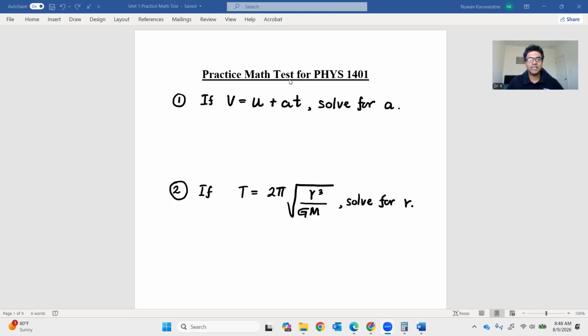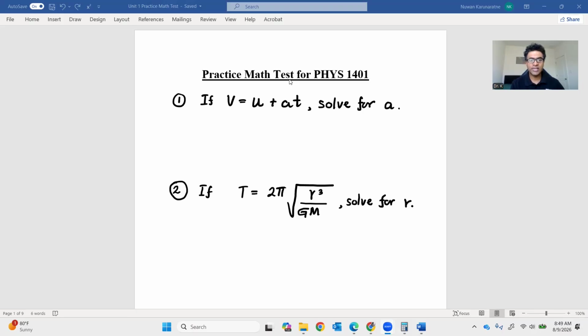As you can see, it says V is equal to U plus AT. These are all variables. Solve for A. So what do we mean by solving for A? We just need to have A on one side of the equation, right? Right now, it's V on one side, but we just need to have A on one side, and then we say that the equation is solved for A. Here, in this original form, the equation is solved for V.